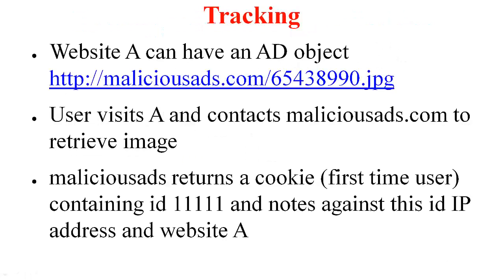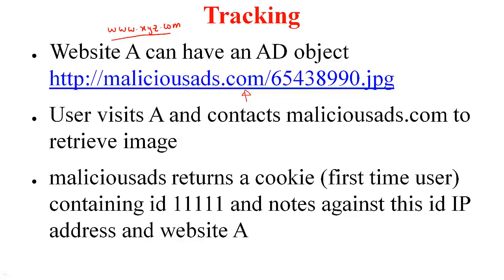Suppose you visit a website A, let me call it by this domain www.xyz.com, and this particular website A has an ad with this particular object. Now this corresponds to a different domain called maliciousAds.com. Now your web browser, when it is downloading this particular web page, is also going to contact this particular URL to retrieve this particular image to display the ad.